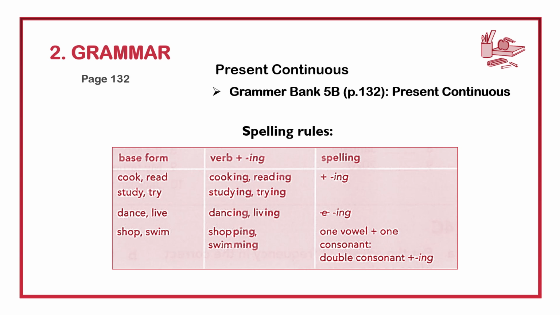But for some verbs like dance and live, when we have e at the end of the verb, we need to remove e before adding ing. So dancing, living, you see that there is a small difference in spelling. There's no e anymore. And for some other verbs like shop and swim, when we have one vowel and one consonant at the end of the verb, we need to double the consonant and then add ing. So shopping with double P and swimming with double M.